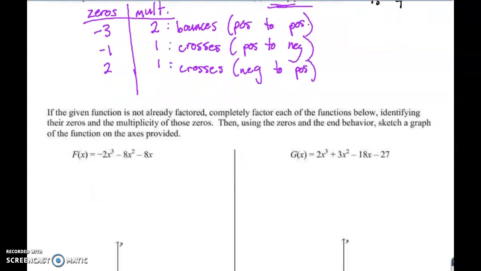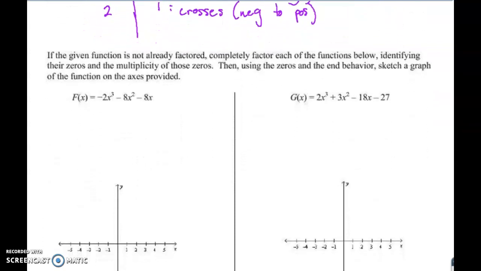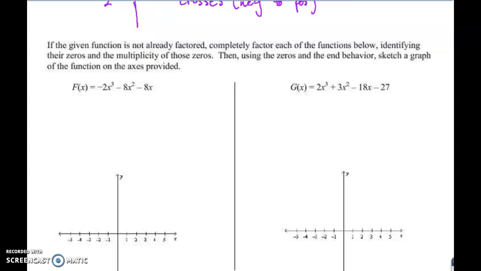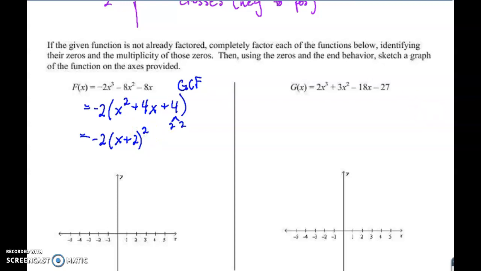So now we're at a point where we can start practice sketching graphs and piecing everything together. And I think I'll at least get you somewhat going on this. Look for a greatest common factor, which I would do with this -2x squared plus 4x plus 4. Then I would look at factors of 4 that add to be 4, that's 2 and 2. So instead of writing x plus 2 twice, I would write x plus 2 squared.